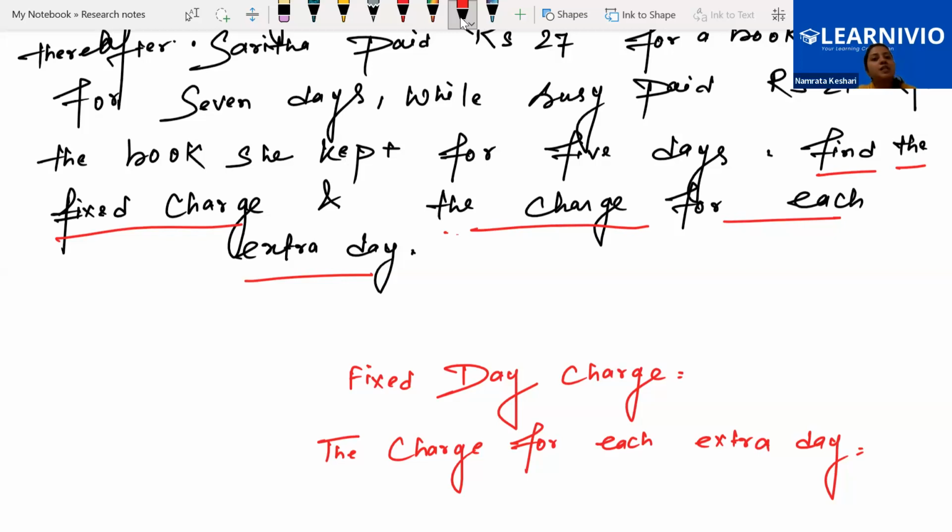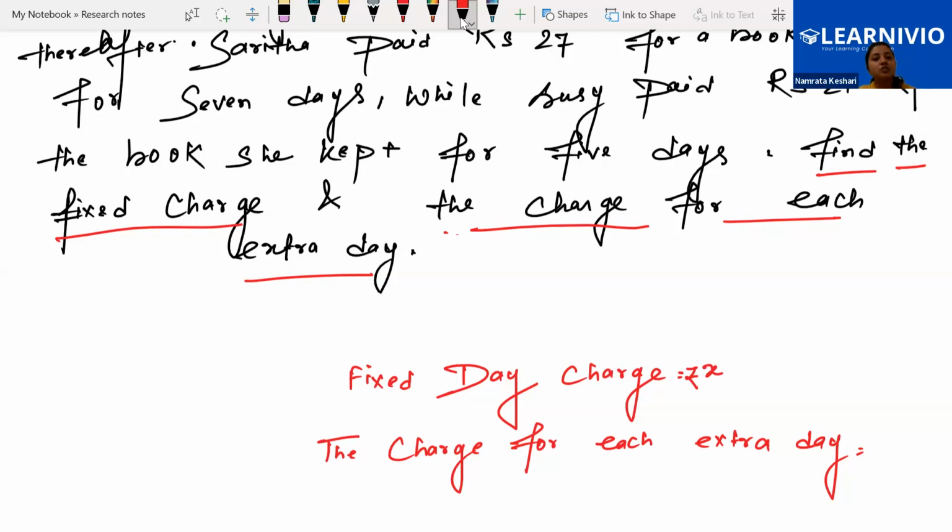Maybe in most scenarios, the last statement indicates what we are supposed to take as an assumption. So here, the first fixed-day charge we can take as x rupees. Let's say x rupees is the fixed charge. For the first 3 days, x rupees, that is fixed.